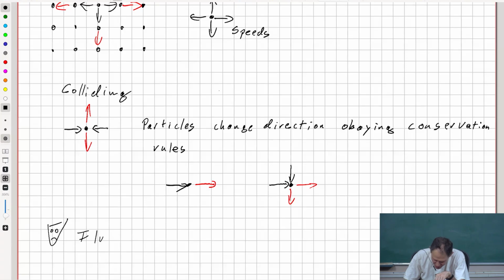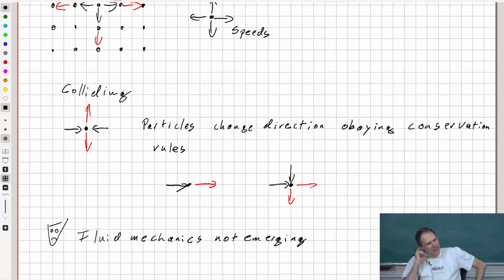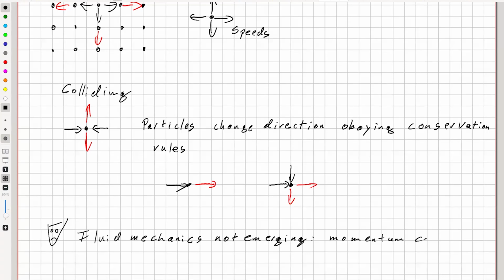So from this, fluid mechanics does not emerge. The reason why it's not emerging is because there is no diffusion of momentum in this system. If you think about this, momentum cannot move perpendicular to its own direction.